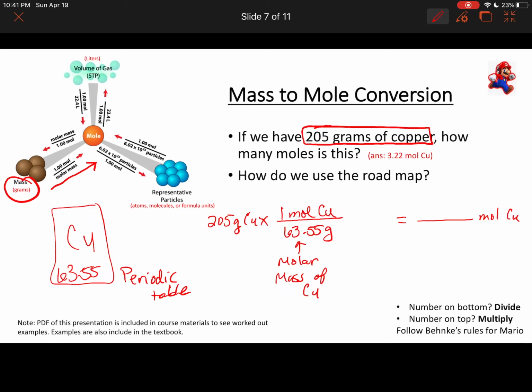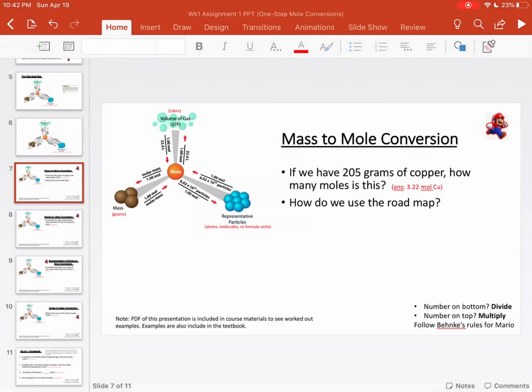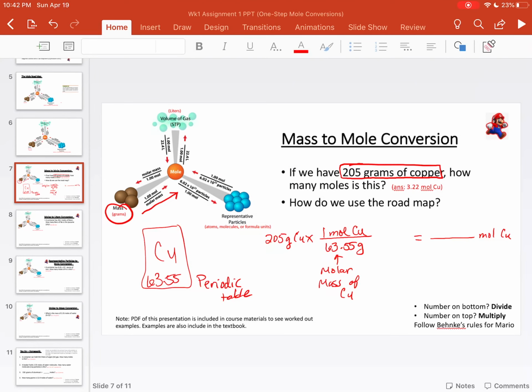And I have this little Mario guy here to help with doing the math because I like this. All right, so I have what I call Mario's rules, and in my rules, Mario does this. So I'm going to see if I can grab Mario. I don't think I can grab Mario here. I have to stop the presentation. And here, I'll bring Mario here.